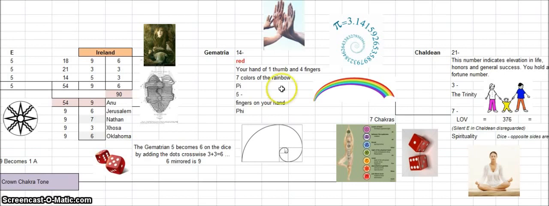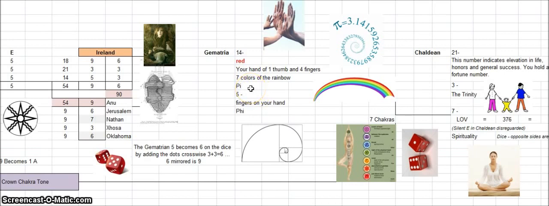Also, I put the picture of the duplicate hands here to demonstrate that you can get 28, which happens to be the Hebrew Gematria for God is 28. It's also the acronym Roy G. Biv for the 7 colors of the rainbow also come to 28, which is 14 times 2.